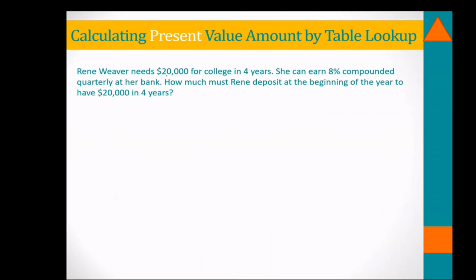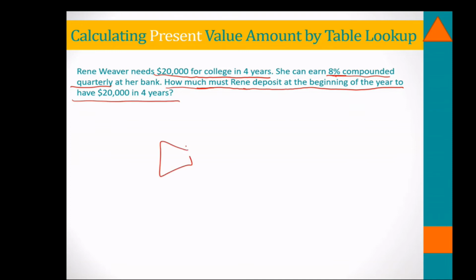This girl needs $20,000 for college in 4 years. She can earn 8% compounded quarterly at her bank. After 4 years, she wants $20,000. How much must Rain deposit at the beginning of the year to have $20,000 in 4 years?